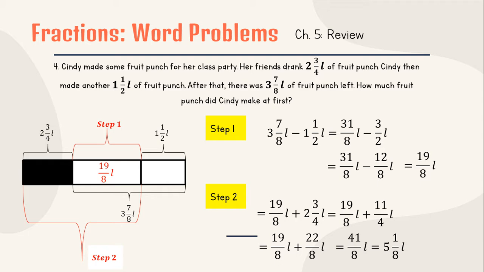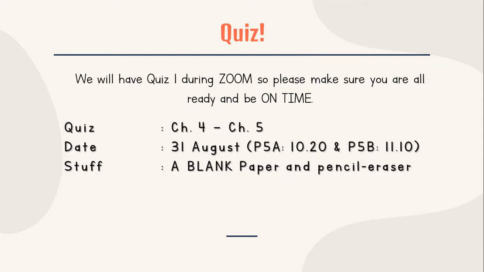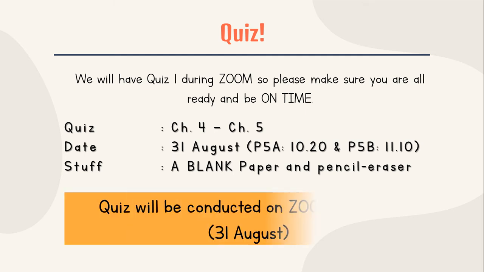Even though it sounds complicated, whenever you have this kind of word problem, reveal the information one by one. So that's all for today, Primary 5, and then you're going to have a quiz next week, 31 August, the last day of August, Chapter 4 and Chapter 5. It will be only multiplication of fractions and its word problems. Please prepare a blank paper, pencil, eraser, and please note that your quiz will be on Zoom. So do not be late.